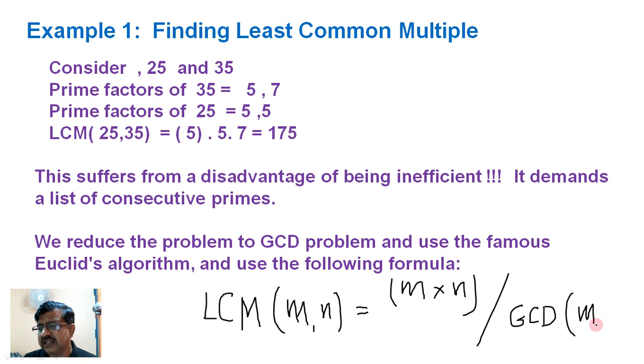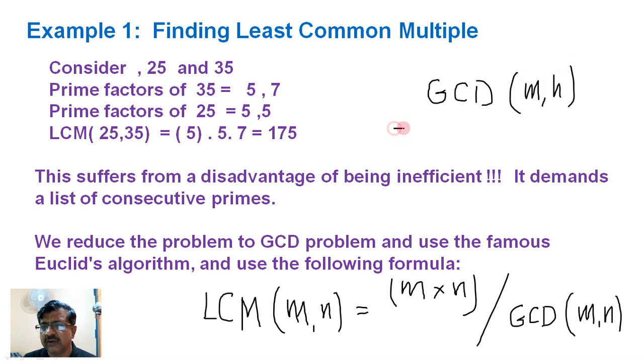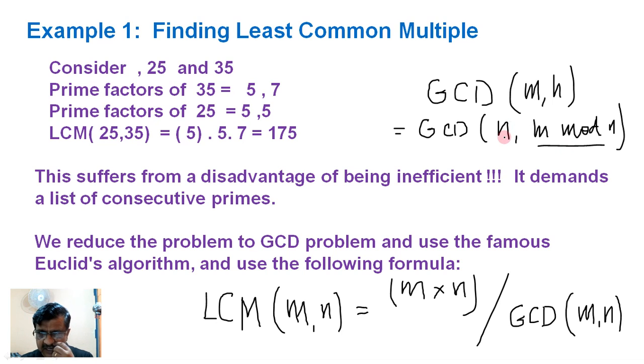And we know the GCD of M and N can be calculated by Euclid's formula, which can be simply stated as, I will write it here, GCD of M comma N equal to GCD of N comma M mod N. Okay, this M mod N is nothing but the remainder. When the remainder becomes 0, we will return M, whatever is in the place of M.